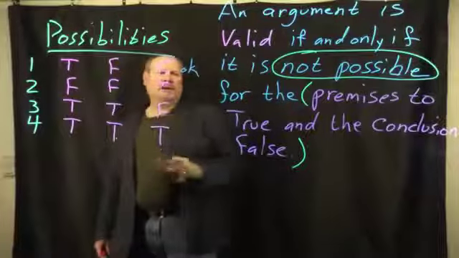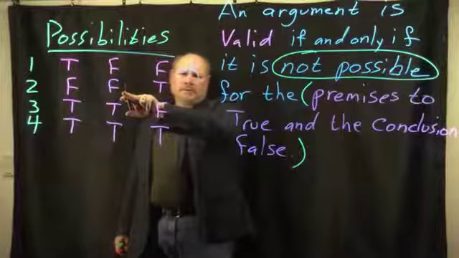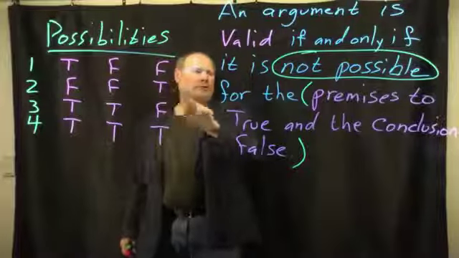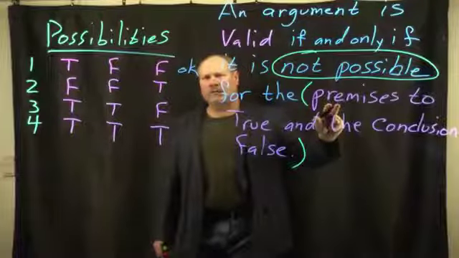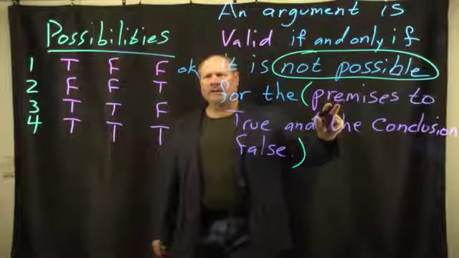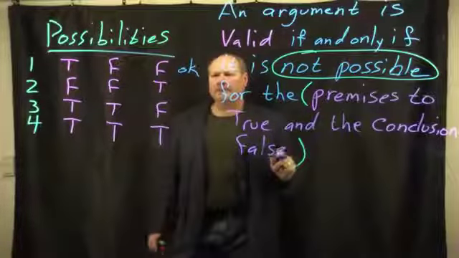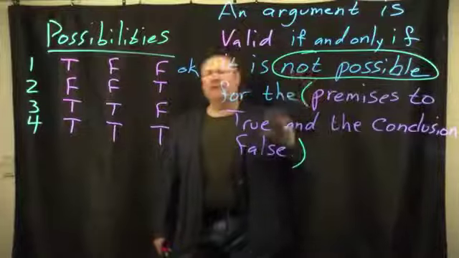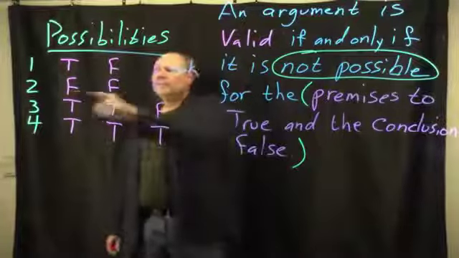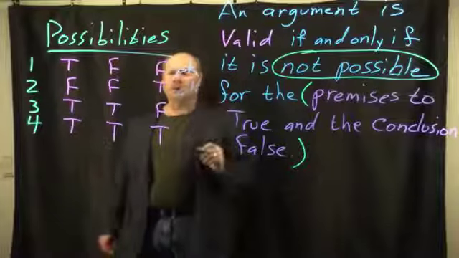Second possibility, again, false premises, both of them, with a true conclusion. That's not mentioned in our definition of validity. And so the second possibility does not in any way suggest an invalid argument. So for our second possibility, we can also say it's okay.